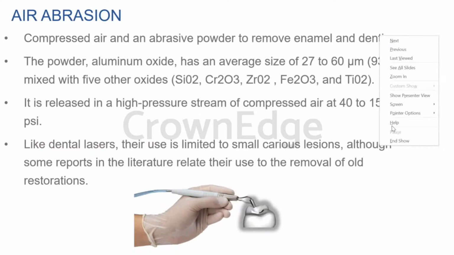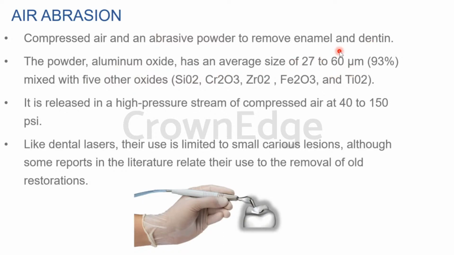That shows you the unit, the handpiece which is required in order to deliver the powder particles onto the tooth surface. This unit has a jet which carries powder. These are streamlined onto the cavity or onto the tooth, and the powder is made out of aluminum oxide. It also has other oxides such as silica, zirconium dioxide, ferrous oxide and titanium dioxide. These are the other oxides along with aluminum oxide, with an average size of 27 to 60 micrometers.